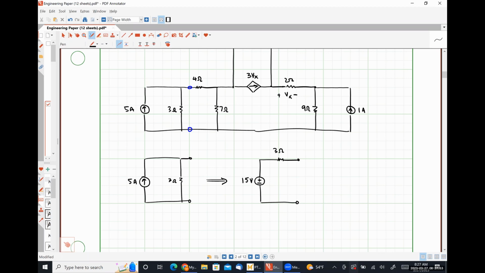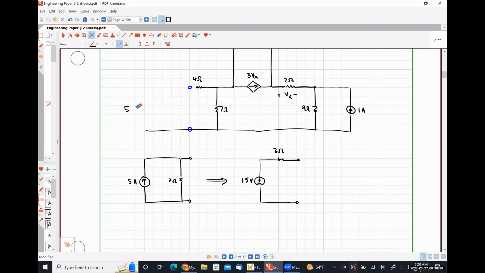I want to point something out here, just the rules for source transformation real quick. The value of the resistance cannot change. So if it was 3 ohms in parallel with a current source, it needs to be 3 ohms in series with a voltage source. The positive polarity terminal of the voltage source should be on the same side as the head of the arrow on the current source, right? So if we had an arrow direction down, the positive polarity terminal of the voltage source would be down. If we had an arrow pointed to the right, the positive polarity terminal of the voltage source would be on the right, etc.